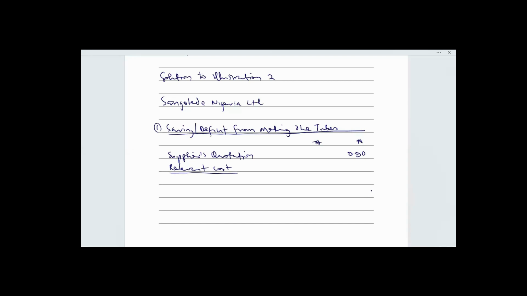I will then go back to the question. Am I given direct material? Yes, there's a direct material in the table. There's a direct material of 3 naira, direct labor of 2 naira, total overhead of 1 naira 50 kobo. I'm looking for relevant cost. Therefore, I would then say direct material, 3 naira.